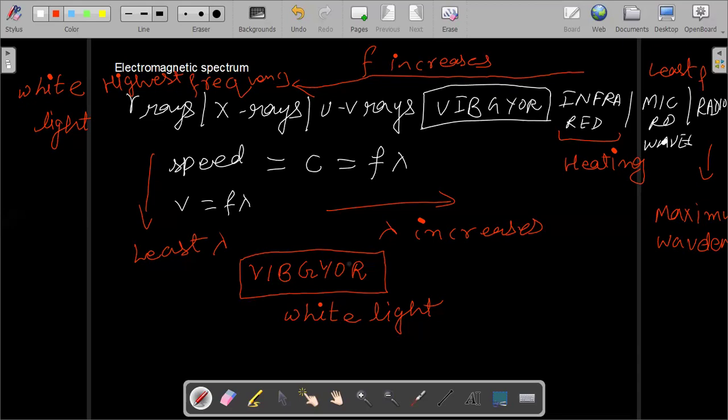See, red will have the maximum wavelength, right? Yeah, red will have the maximum wavelength. In terms of wavelength, violet will have a wavelength of nearly 350 nanometers, whereas red has a wavelength of nearly 750 to 800 nanometers. This is the wavelength of red color. So red has the highest wavelength and lowest frequency in the visible spectrum.